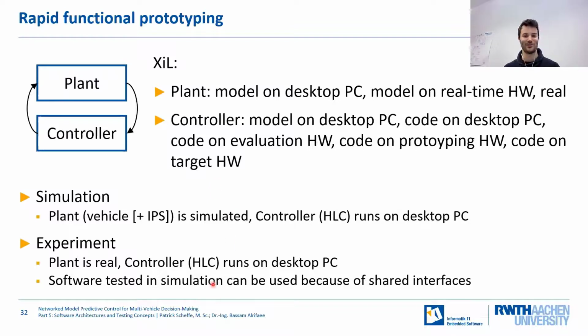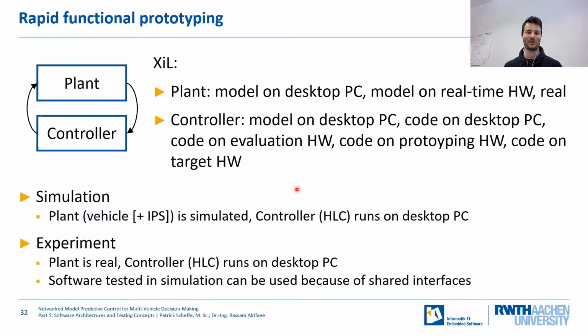And yeah, there are 3 possibilities for the plant, and I think 5 for the controller. So there's 15 combinations of that, and people try to find names for all these combinations. So there's hardware in the loop, software in the loop, a model in the loop, and stuff like that.